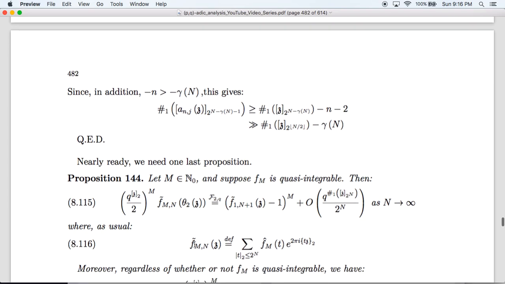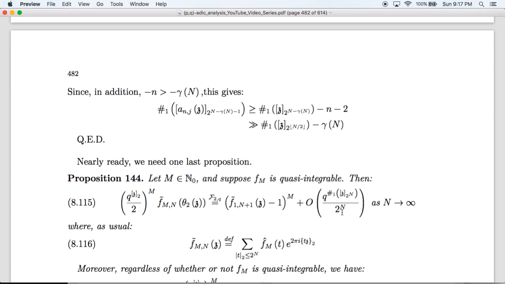Here, let f m n twiddle denote the nth partial sum of the Fourier series generated by fm hat. And we're going to suppose that fm is quasi-integrable with this particular Fourier transform. Then we have the following frame theoretic asymptotic. Q to the parity of z over 2 to the power of m times fmn twiddle of the shift function is equal frame-wise to f1 n plus 1 of the shift function of z minus 1 to the m plus the error term.